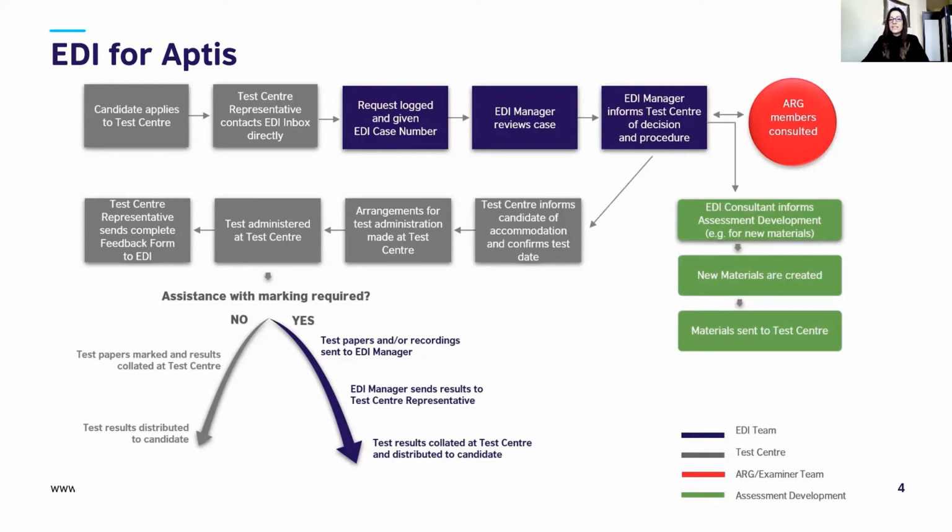It may be that we need to create extra resources for the test candidate, such as a braille test or a paper test with a larger font. We may also need to consult with members of the assessment research group or people from the business and marketing team. And we may need to work directly with Aptis examiners to get a skill marked offline, which can take longer. For that reason, we ask that EDI queries are raised 6 to 8 weeks in advance of the test date, although typically that much time is not needed.